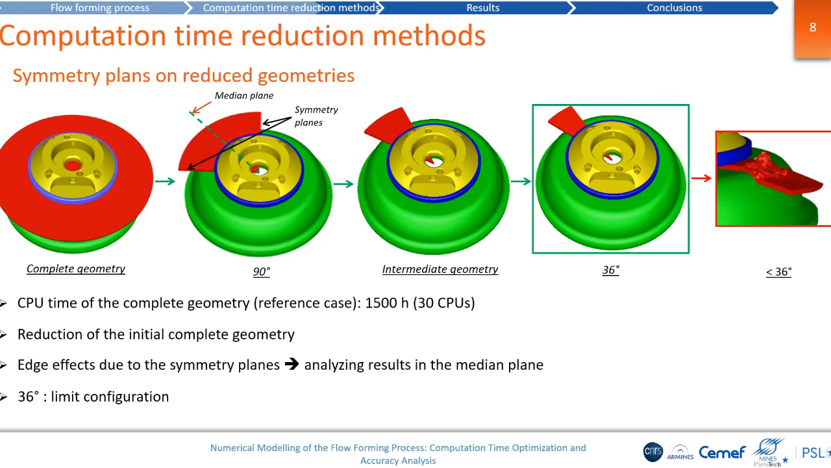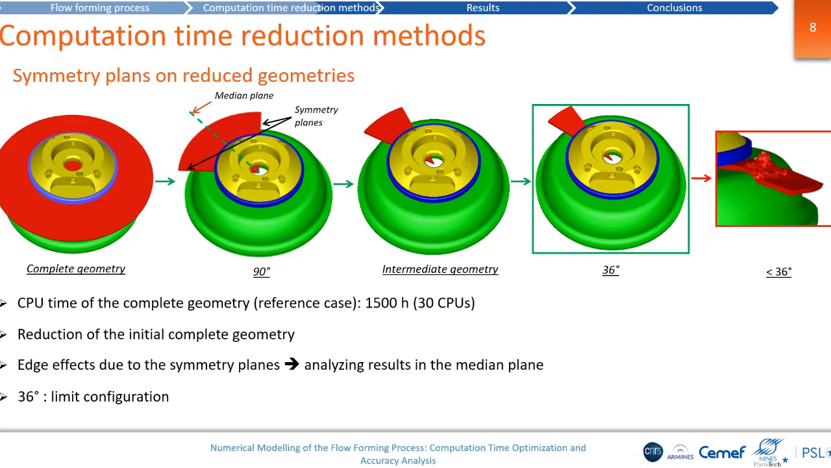In order to reduce the CPU time, we also try to reduce the domain computation. Starting from the observation that the workpiece is almost axisymmetrical at the end of the process, and that at a given time of the process, the tool is only acting on the local part of the sheet, we try to reduce the domain. Here you can see some examples.